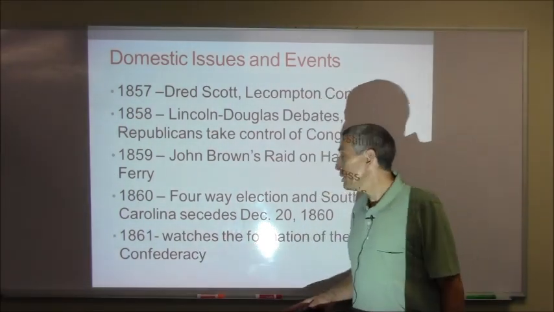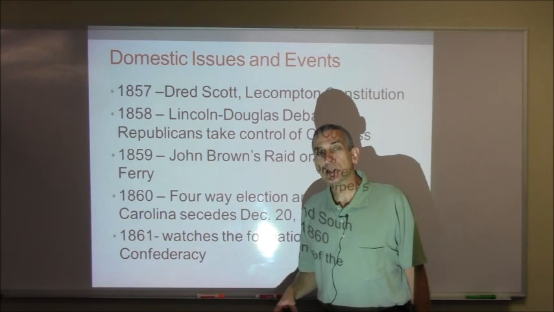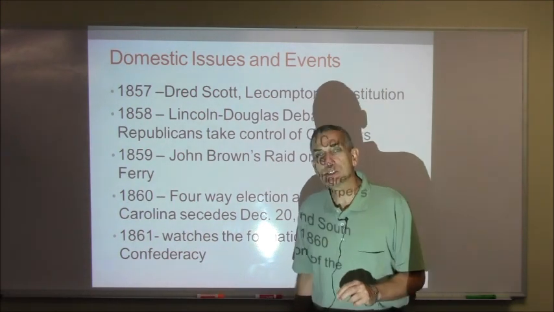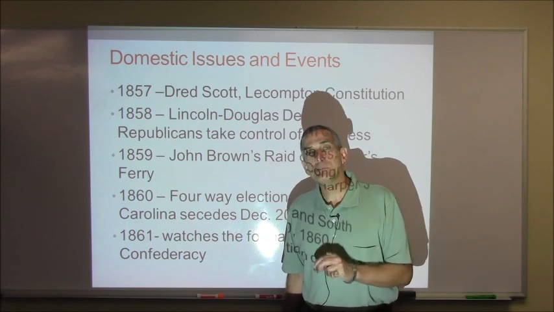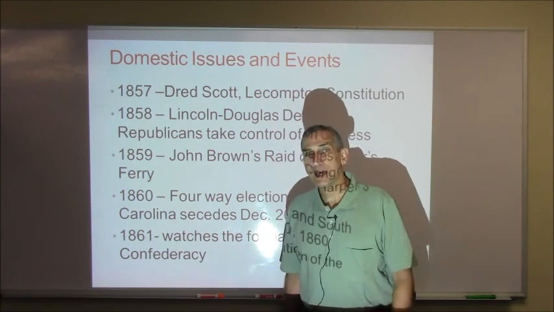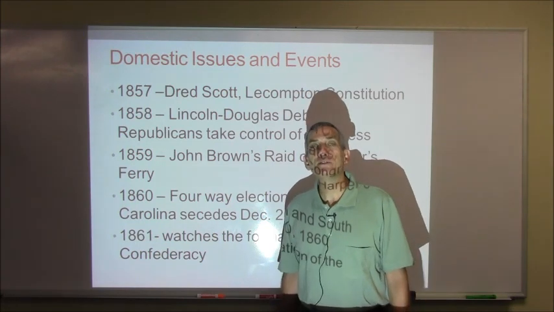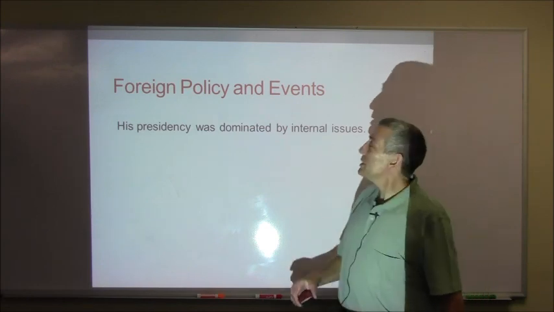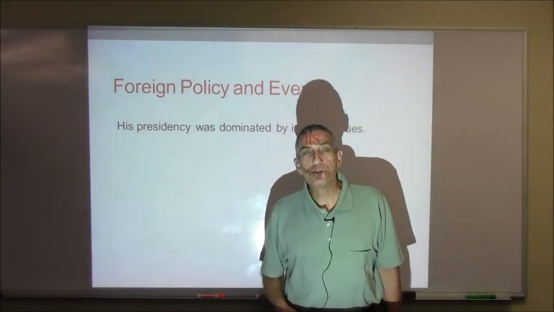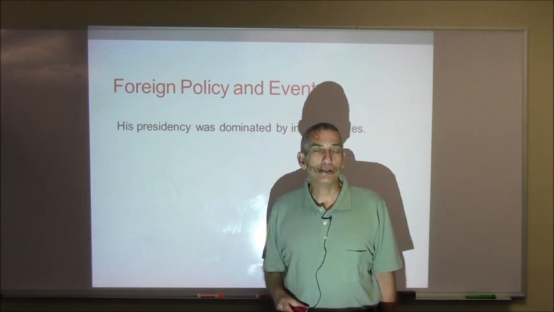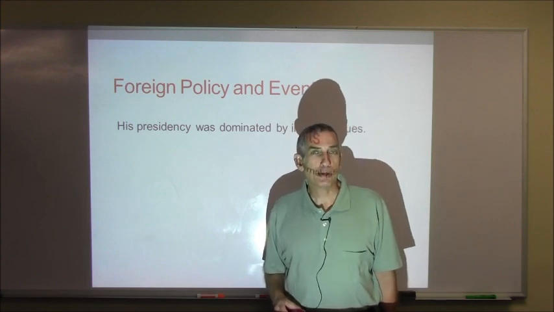In 1861, James Buchanan basically watched as the South seceded. James Buchanan did not think secession was legal, but he also didn't believe that he, as the president, had the power to stop it. And I don't know if he was content to leave it to Abraham Lincoln, but Abraham Lincoln was going to have to figure this one out. His presidency was dominated by internal issues, so for the most part, there was not a lot going on internationally with James Buchanan.